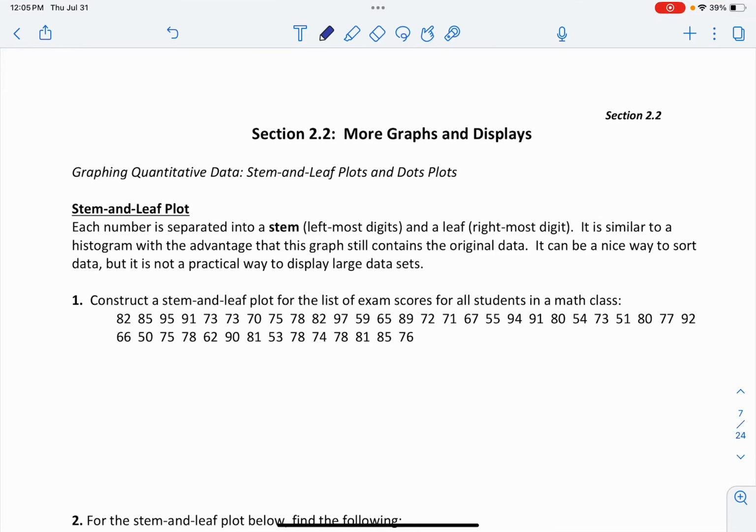Hey everyone, continuing on with Chapter 2, we've made it to Section 2.2. So this section is just more on additional types of graphs and displays. So let's jump right in.